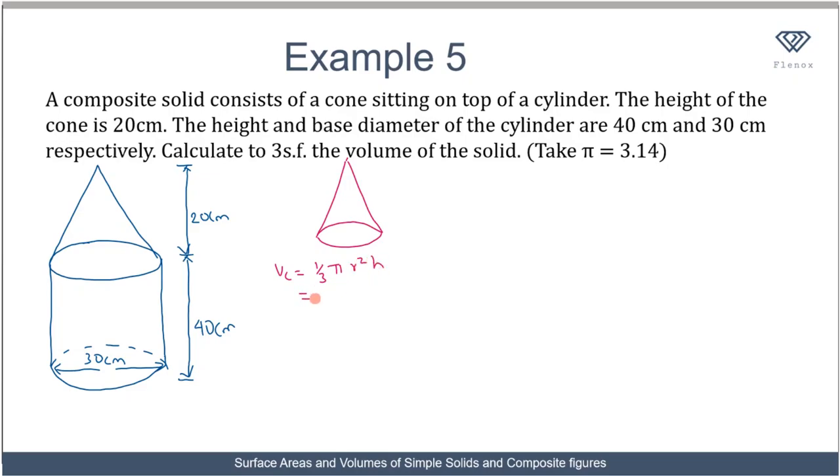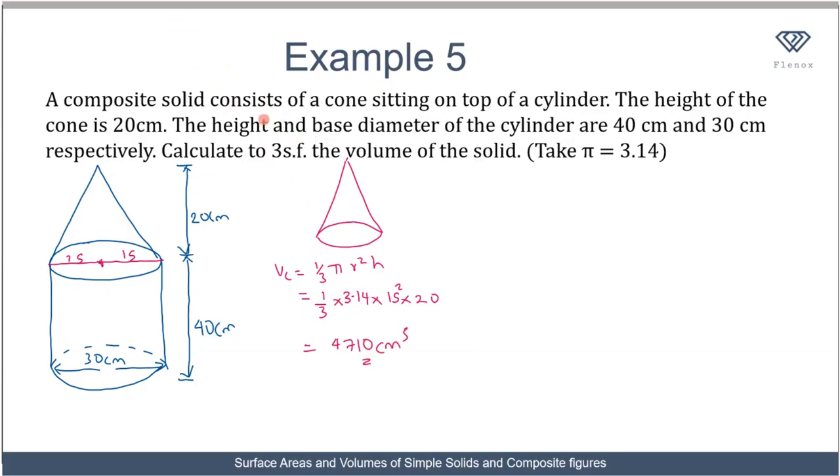And what would that be? 1 over 3 times, take pi as 3.14. And the radius in this case, since I know that the diameter is 30 cm, the radius is just going to be 30 over 2, and that is 15. So the radius is 15, times 15 squared, and the height of the cone is given as 20. When you punch this into your calculator, you get 4710, and that is cm cube.